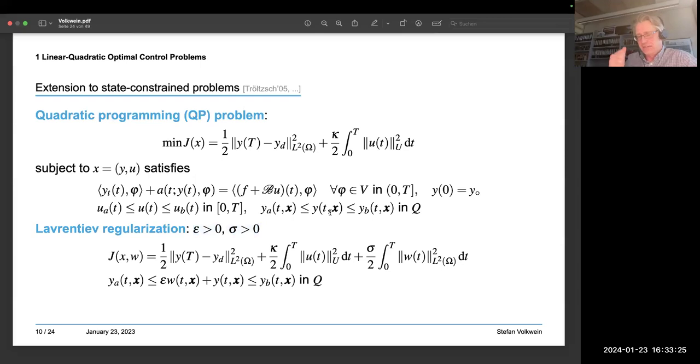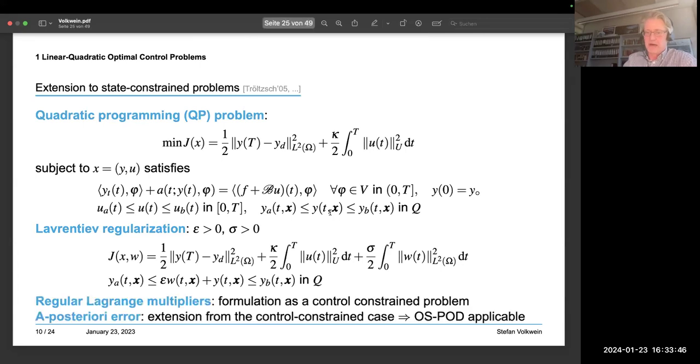And the essential point is that this problem we have here can be written as a control constraint optimal control problem, where now the controls are U and W. There are several lines on slides that would be necessary to explain this. Please believe me. But in this case, you have regular Lagrange multipliers, and therefore we can apply the theory from the beginning. So that is interesting. So we can go for the state constraints problem, and look at this.